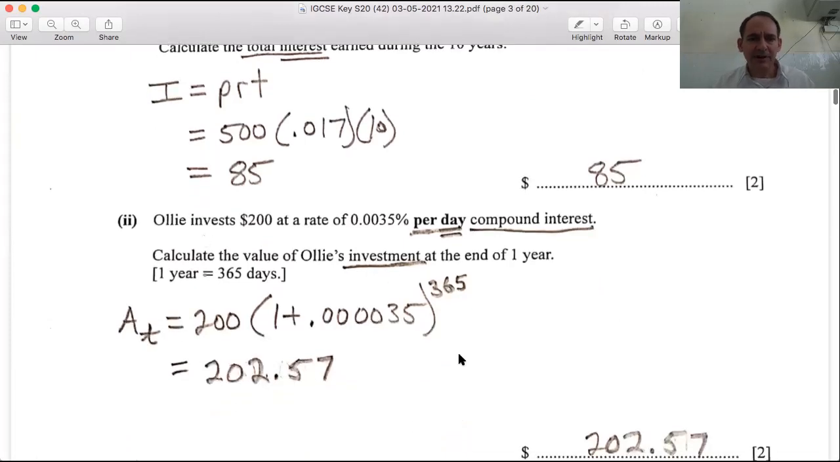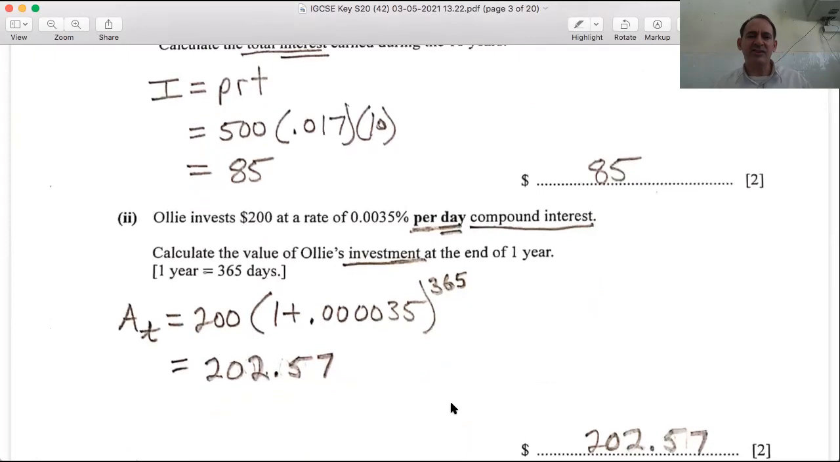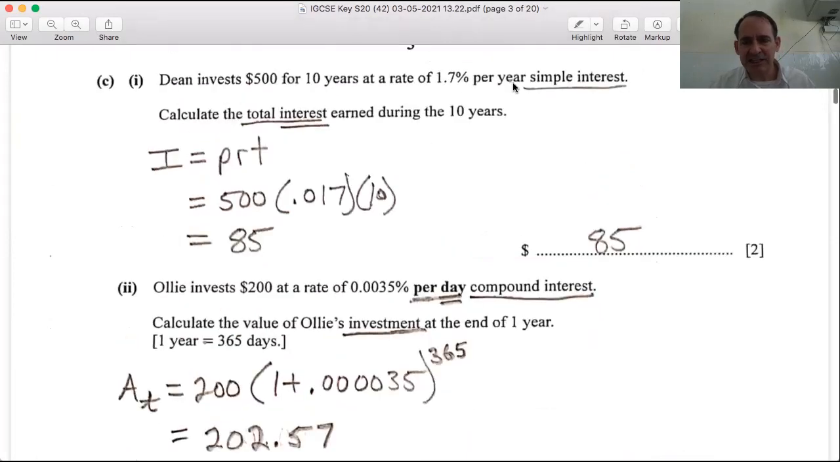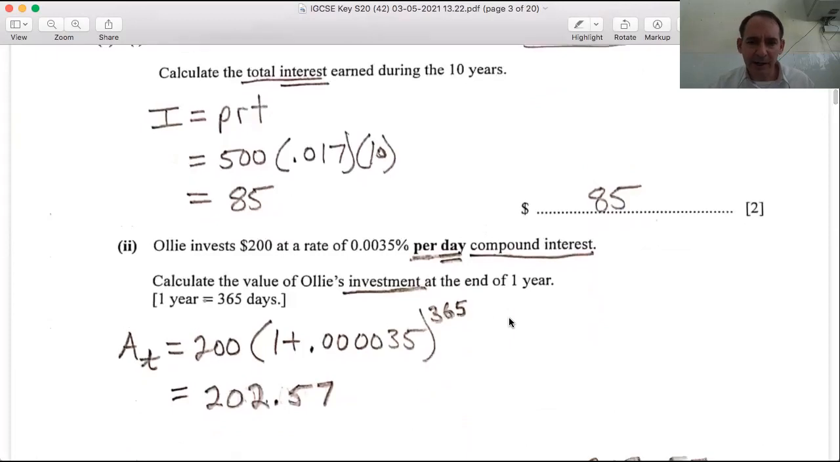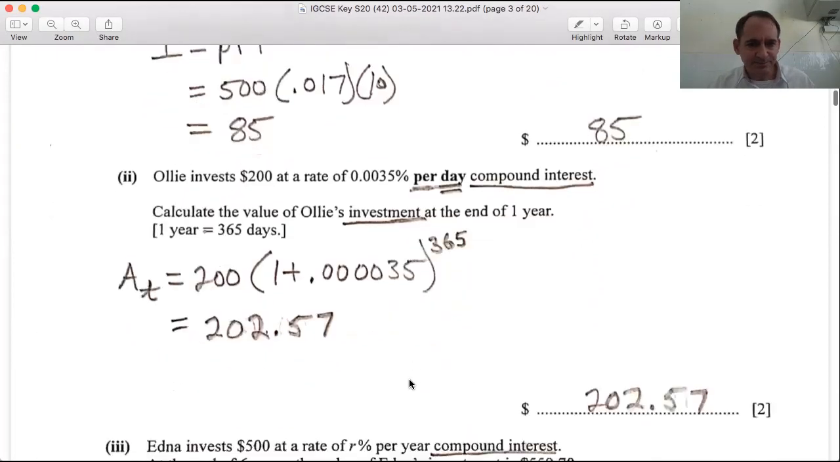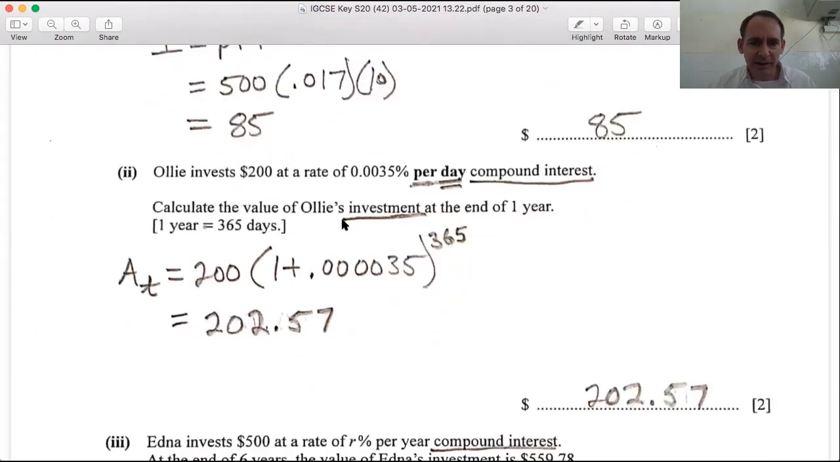Part II, Ollie invests $200 at a rate of 0.0035% per day. Notice this is in bold. We're so used to rates being per year. It's very rare that we see a rate in a different term. So it's per day compound interest. So we need to use the compound interest formula and we need to have our time be in days. So calculate the value of Ollie's investment. That means the total amount at the end of time, at the end of 1 year.